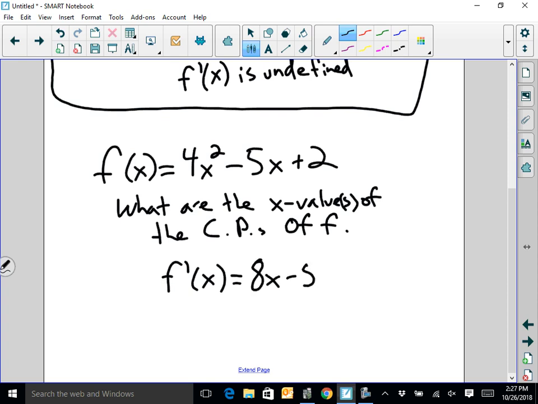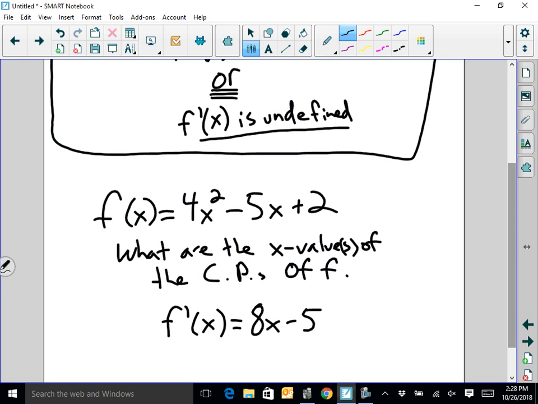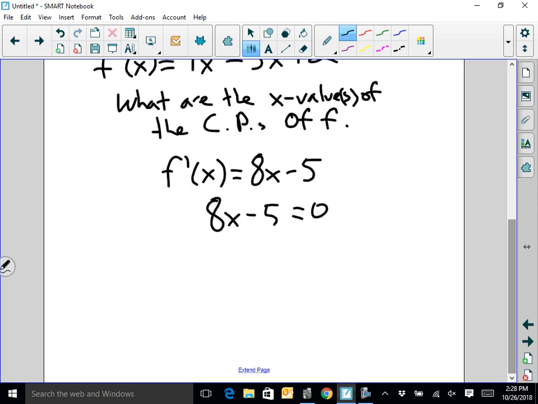Then I want to set f prime of x. Well, first off, is there any points of x where this thing is going to be undefined? No. Something's undefined when we divide by 0, or we try and take a log of 0, or something weird like that. Nothing here. F prime of x is never undefined. Right? The domain would be all real numbers. So what I want to do next is set my derivative f prime of x equal to 0 and solve. So when I solve this thing, I'm going to add 5 over. And the x value of my critical point would be 5/8.